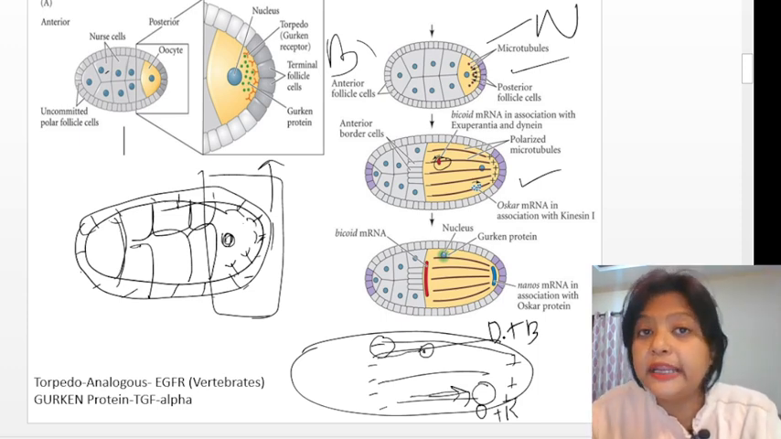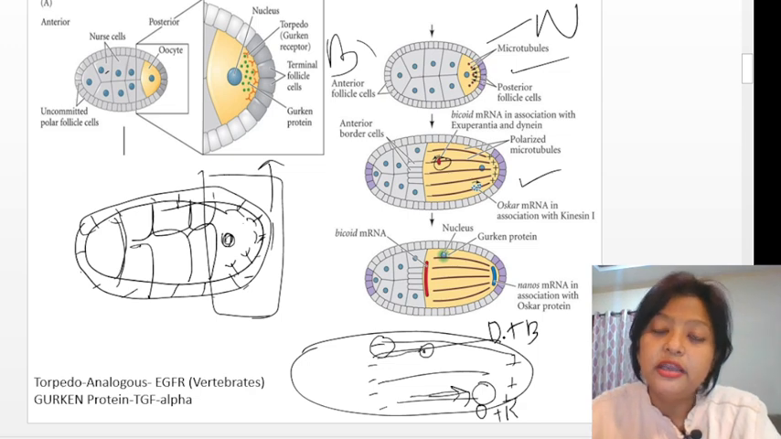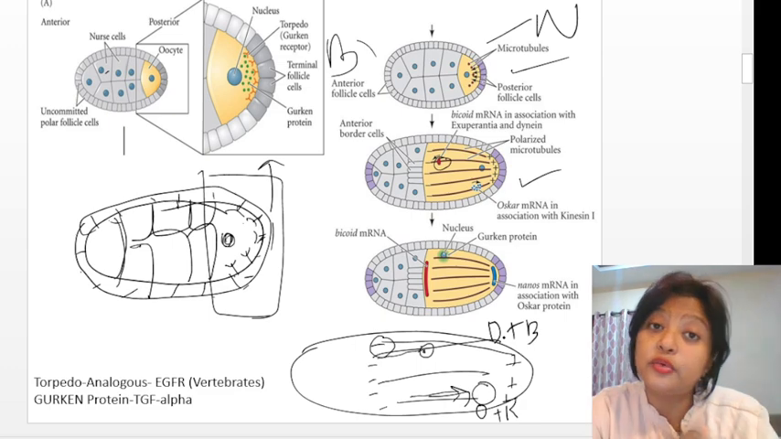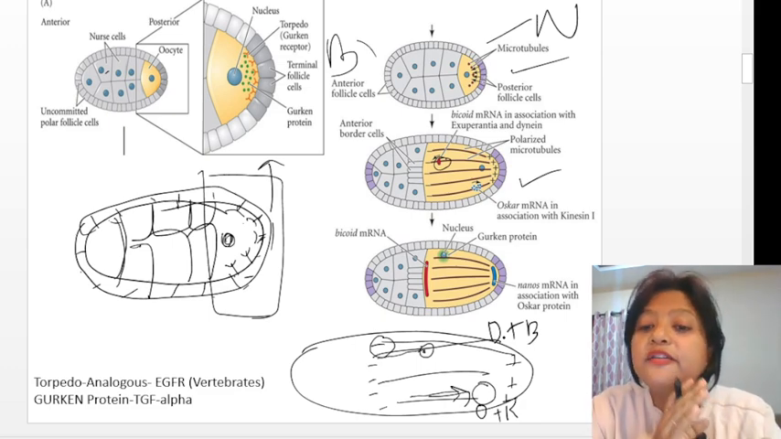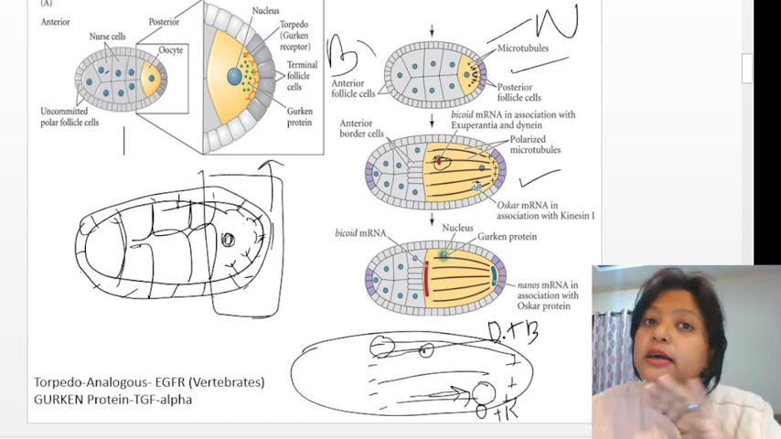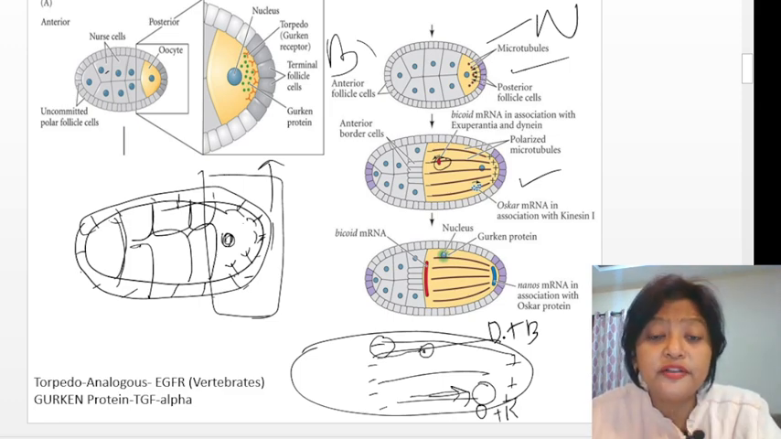It will not let the formation of hunchback out here. It will only associate with nanos and keep it towards the posterior end. It will not let the nanos go towards the anterior part, towards the bicoid. Similarly, even the bicoid cannot come towards the posterior part. It will stay near the anterior part. So I hope you understood this one.